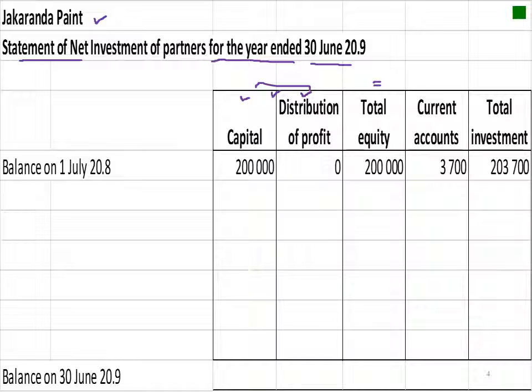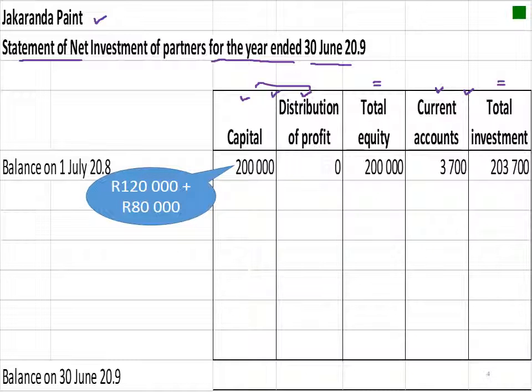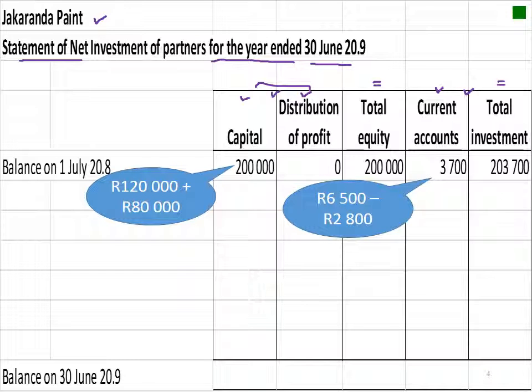And then if you add the current accounts of the partners to that, you will get the total investment of the partners in the business. If there were loan accounts to or from the partners, that would be added here after the current accounts, but there aren't any in this question. So the information they give us is the opening balances. So we add together the opening balances for Lilla and Jade, and we get 200,000: 120,000 for Jade, 80,000 for Lilla. And we take the opening current account balances.